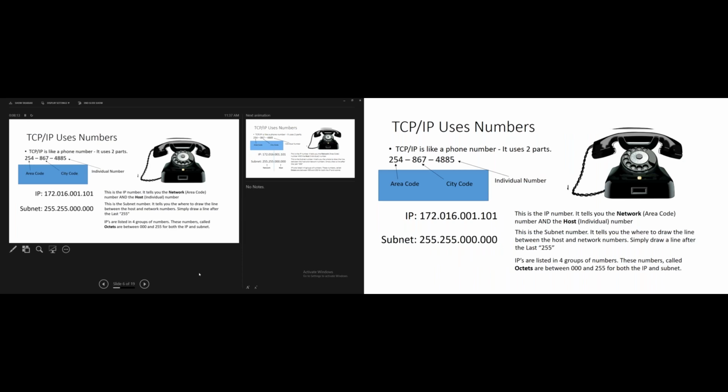But check this out. When I've got an IP, I use the IP and the subnet to tell me the line. There's a line between the group and the individual. Only we're not going to call the group a group. We're going to call it the network section. And we're going to call the individual the host section, much like computer name is a host name sometimes. So the host is the individual, the network is the group. And notice we comply with the same rules.